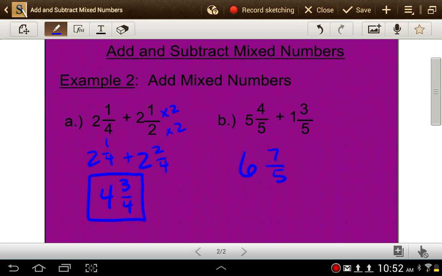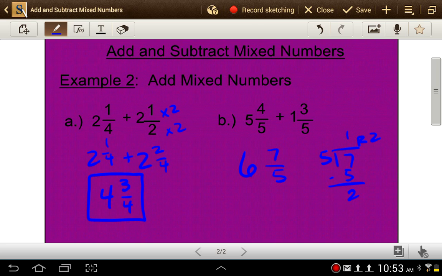Now I have to look to see if I can leave this as a final answer. I cannot, because I have a whole number and an improper fraction, so I cannot leave this as that answer, 6 7/5. I have to convert it into a proper, correct mixed number. So I'm going to go through my converting to a mixed number process with 7/5. Okay, so 5 goes into 7 once, and that has a remainder of 2.